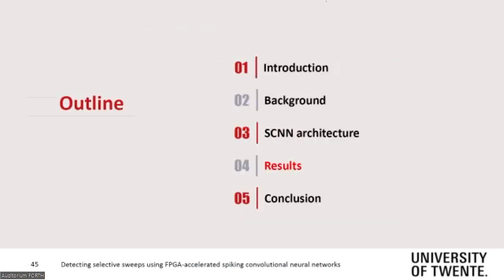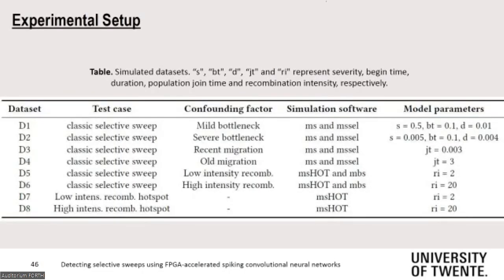So we compared our ICN with other deep learning based methods for identifying selective sweeps. Here is our experimental setup. We simulate 8 data sets, and from data set 1 to 6, we have the classic selective sweeps. And for data set 7 and 8, we only have the recombination hotspots.